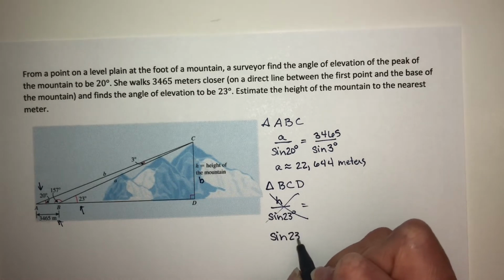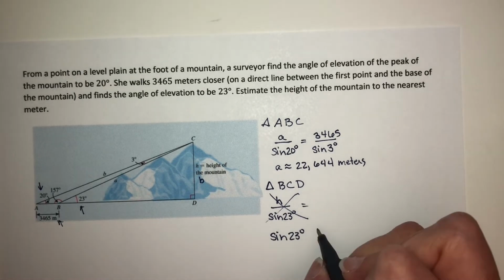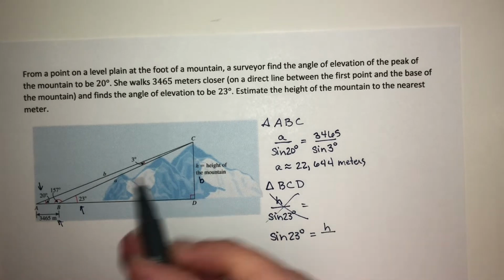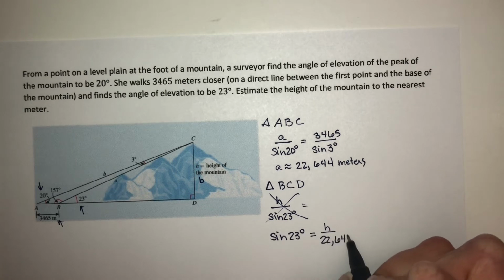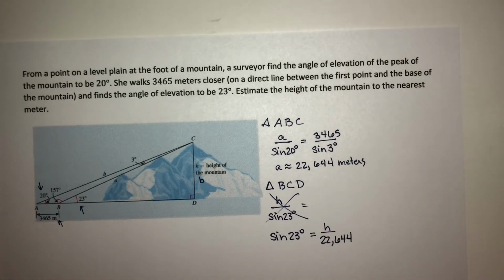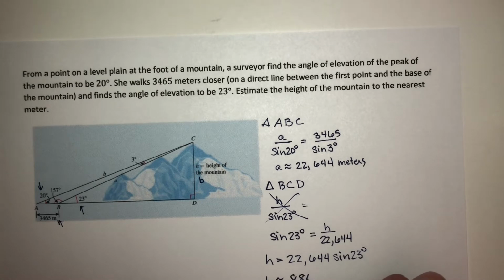Sine of 23 degrees is opposite over hypotenuse. Opposite is H, and the hypotenuse is A, which is 22,644. So your H value is 22,644 times sine of 23 degrees. And your height, rounded to the nearest meter, is approximately 8,848 meters tall.